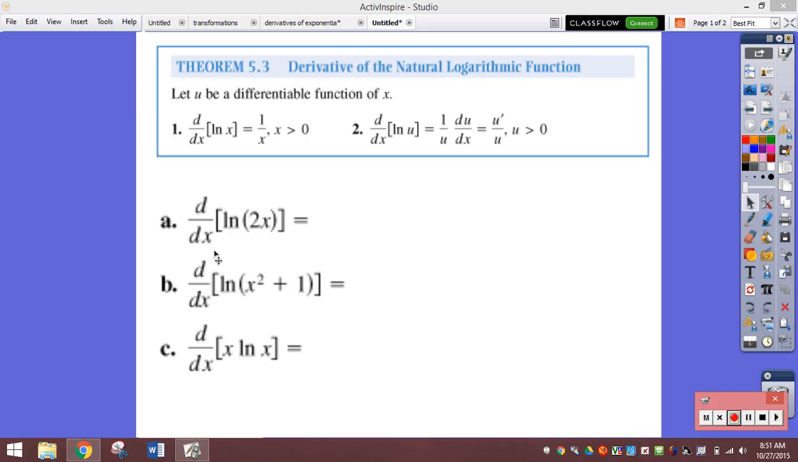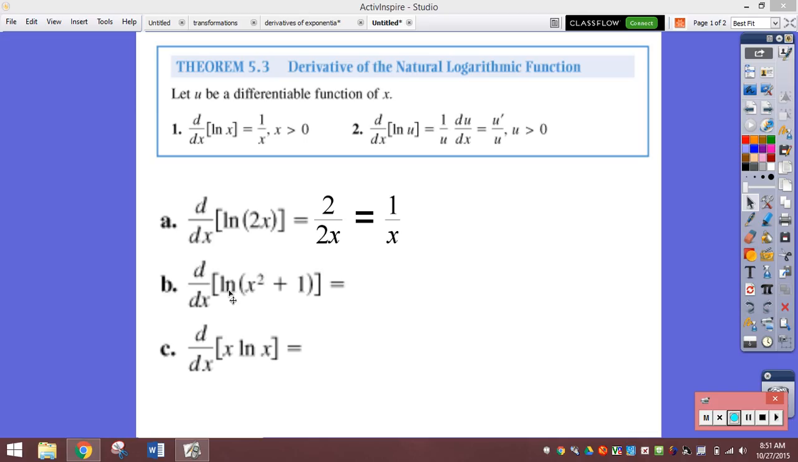So to apply this rule, in example A here, we have the derivative with respect to x of natural log of 2x. The derivative would be u prime over u. So the derivative of u, which would be 2, over u, which is 2x. And then the 2's divide to equal 1, so it simplifies to 1 over x.